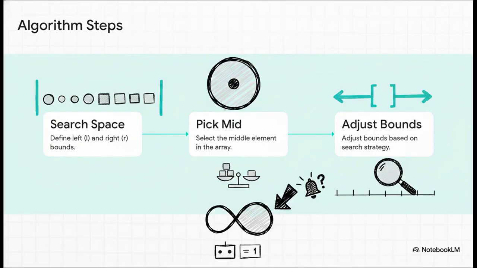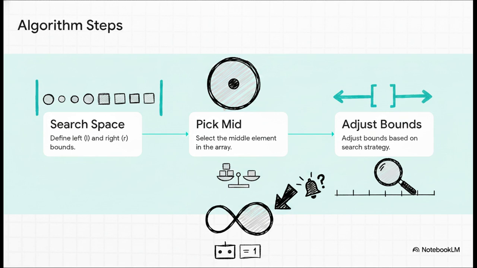When we translate this into logic, we get 3 primary steps. Define your left and right bounds, pick the middle element, and then adjust your left or right bounds based on what you find. But, and this is a huge but, there is a very common trap here, picking your midpoint when you have an even number of items.